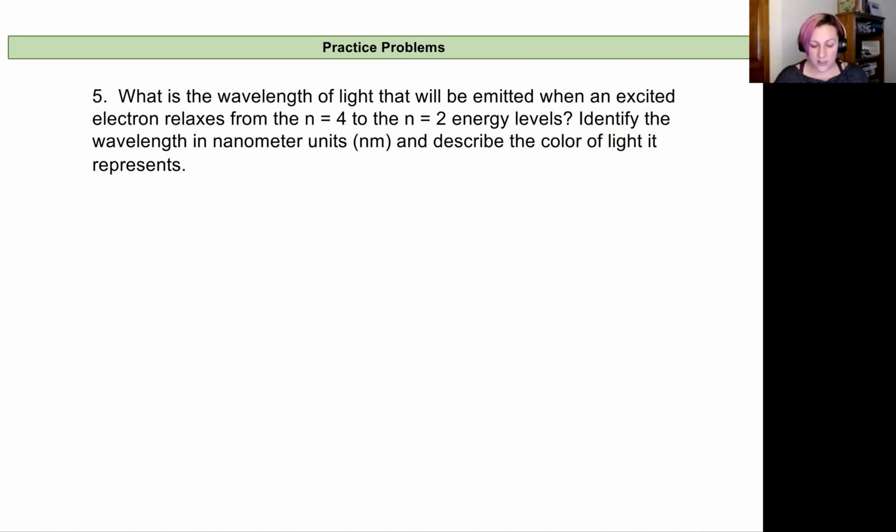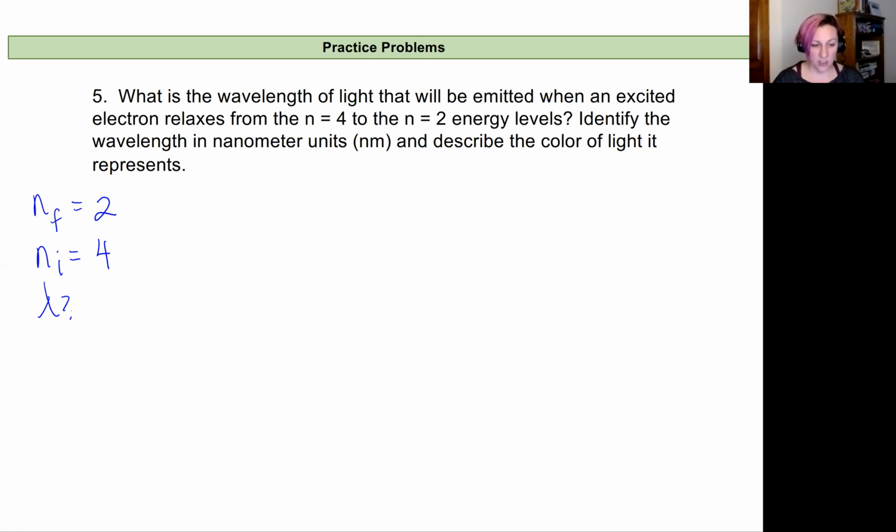Starting with this, I'm going to decide what my n final is and my n initial. That final one is where I end up, and that's always going to be the lower value of the two quantum numbers n that I'm comparing. So my final n is going to be 2 because it's relaxing from 4 down to 2, and my initial then will be 4. And I want to know what the wavelength is.